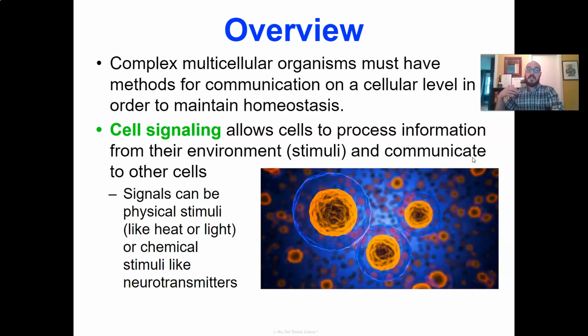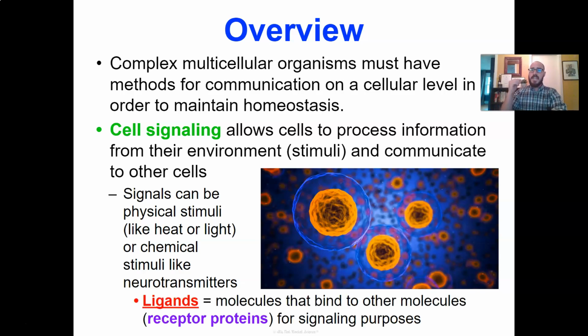This can be physical stimuli like heat or light, or chemical stimuli like the neurotransmitters that your body uses to communicate between neurons, or other chemical things like, I don't know, you're eating a delicious donut and now your body's like, oh man, I'm tasting sugar, so it releases an enzyme to break down that sugar. And all of that's happening through chemical and electrical signals.